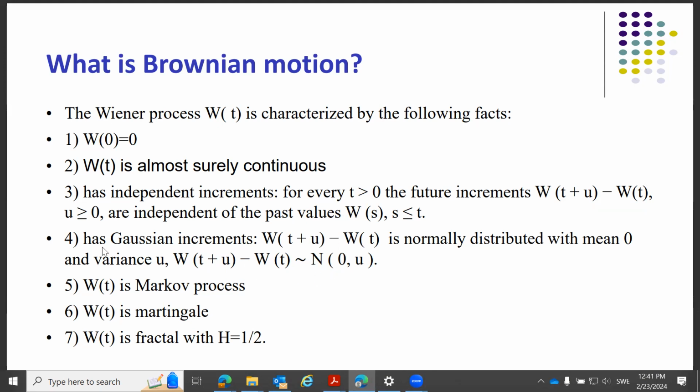These are the 4 main properties which define a Brownian motion, but there are additional properties: the Wiener process is a Markov process, it is a martingale, and it is fractal with Hurst coefficient one half. Okay.